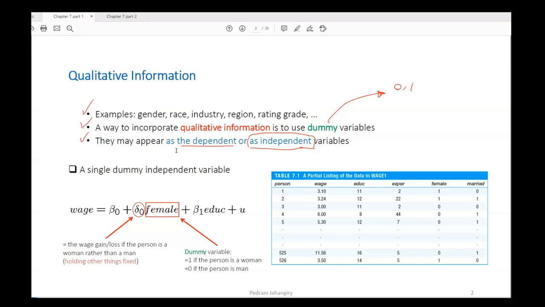I agree with the author because it's a good idea to separate them from other explanatory variables. And again, we just define it as delta to make sure that we're talking about dummy variables, right? Dummy variables or the ones that are related to dummy variables. So this doesn't mean that you can't name it anything you want.